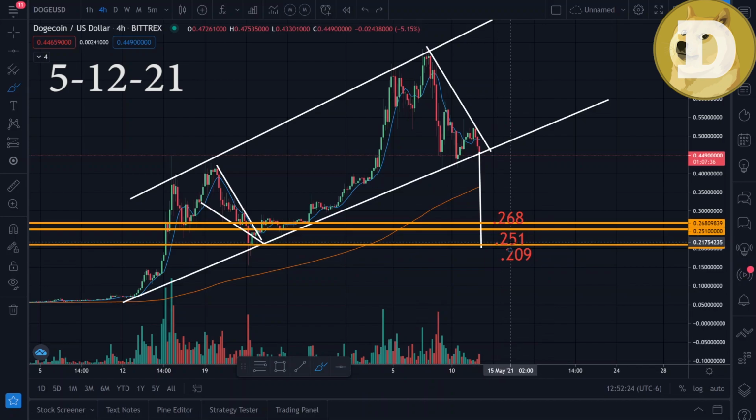And then we have .251, which is this area right here where we had a lot of support right here, right here, right here, right here. There's just a lot of support all in this area. And same with .268. This is a line that's even more support. The price was in this area even more on .268.